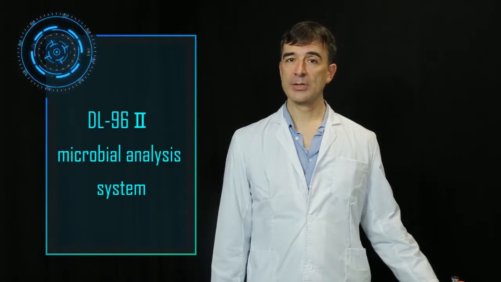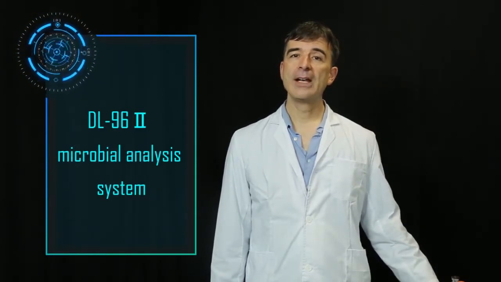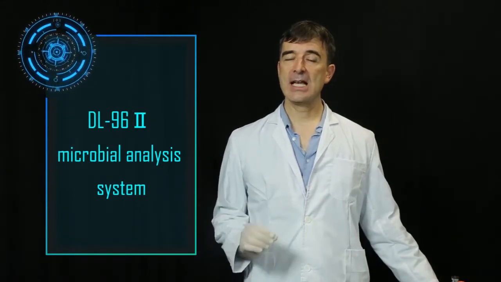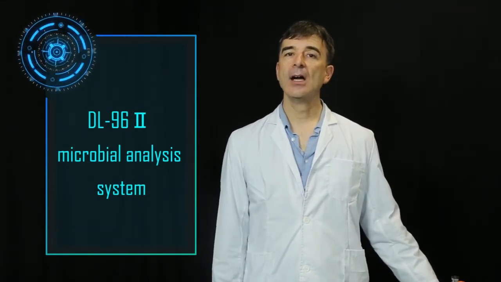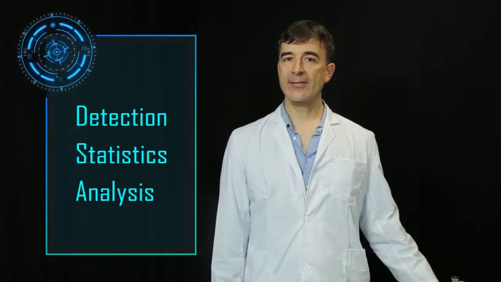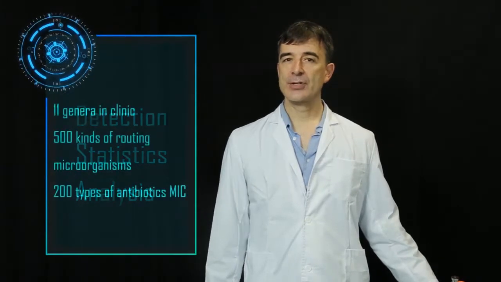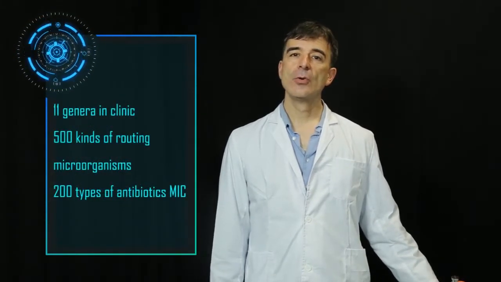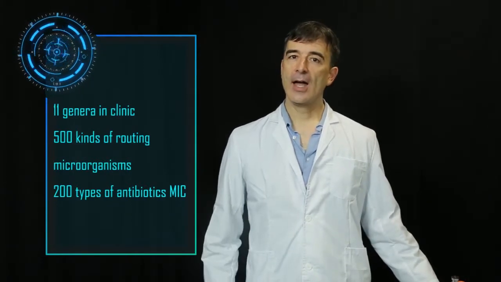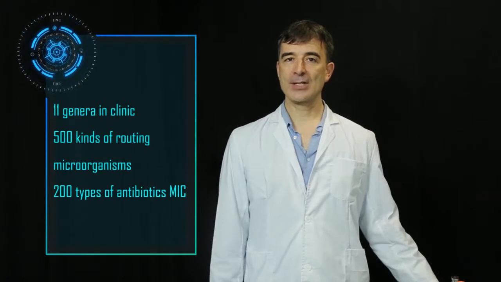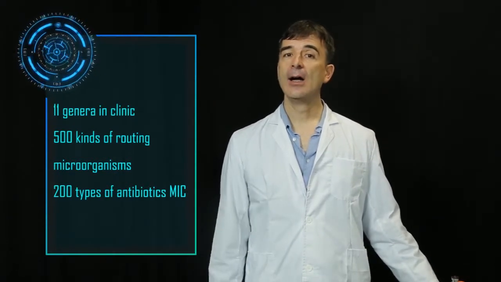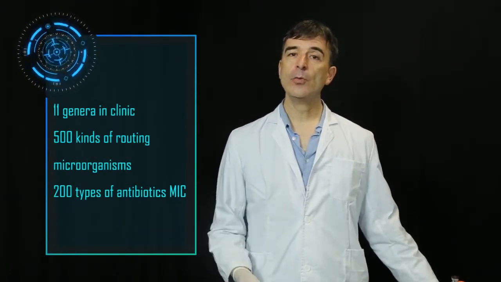DL962 Microbial ID AST System is integrated. Colorimetry and turbidimetry are used for detecting positive and negative results of the IVD test card microreaction, with whole and accurate detection, statistics and analysis, which can detect 11 genera in clinic, 500 kinds of routine microorganisms like bacteria, fastidious bacteria, anaerobe, and fungus. The database covers over 200 types of antibiotics MIC. It auto-generates and prints the relevant report.